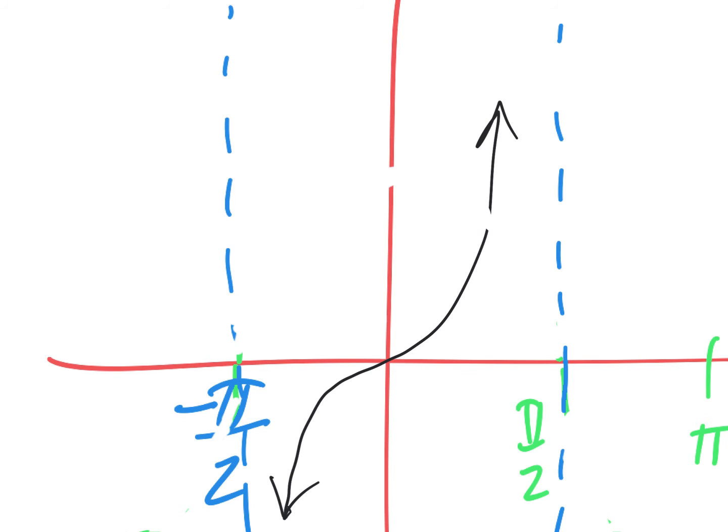Okay. Any other important points on tangent? Yep. Find where it's exactly between the y-axis and the, what do you call that thing? The asymptote. And put a dot there. And we'll label that as 1. And the same thing over here. We'll label that as negative 1.